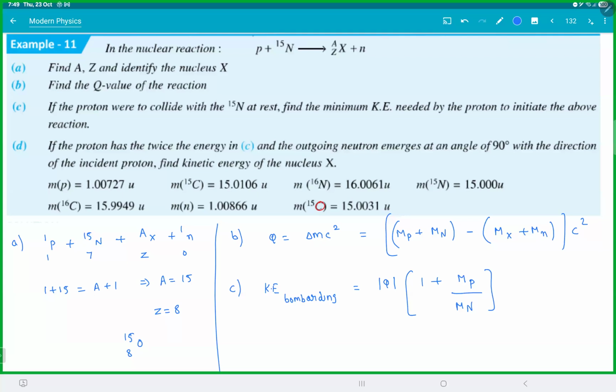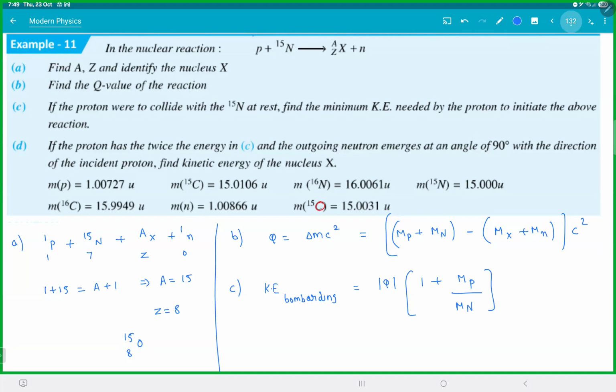D is an interesting one. D is what makes it tough. If the proton has twice the minimum energy, and after collision the neutron goes at 90 degrees, it means this is not a head-on collision, it's an oblique collision. Then he's asking, find the kinetic energy of the nucleus. Can you think about that? I'll give you a minute or two.